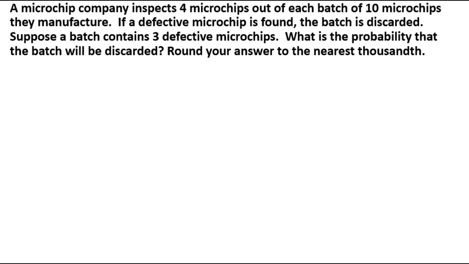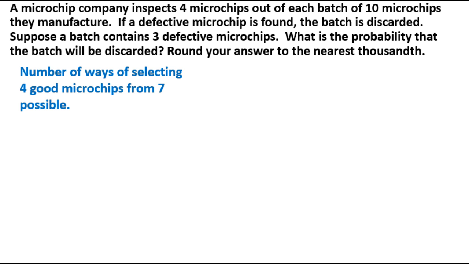So let's go through that. The number of ways of selecting 4 good microchips from 7 possible. The reason we're using 7 here is because there are 10 microchips total, however 3 of those are defective. So choosing 4 good ones from 7 possible good ones, that's what we need to determine. That one is going to be a combination, 7 choose 4. 7 choose 4 gives us 35, and plugging that right into our calculator will be just fine.